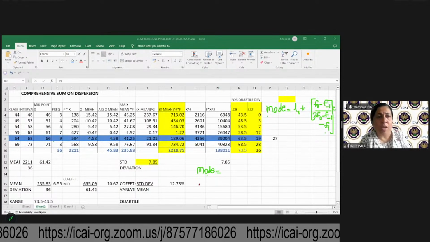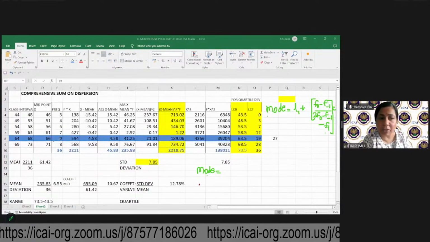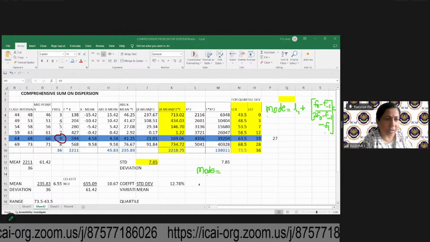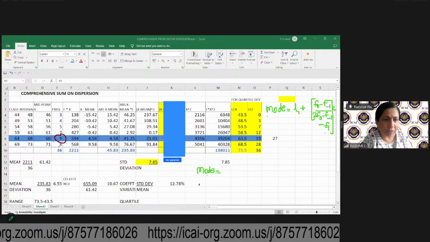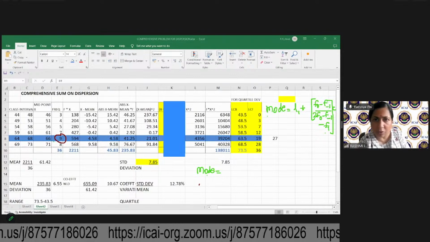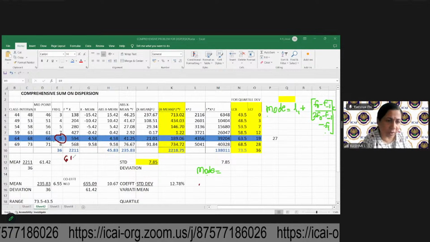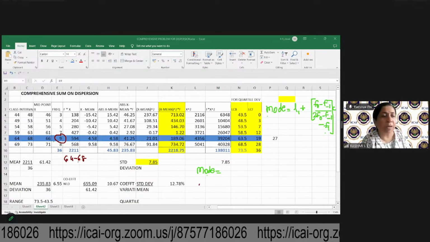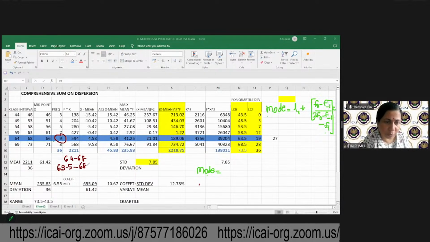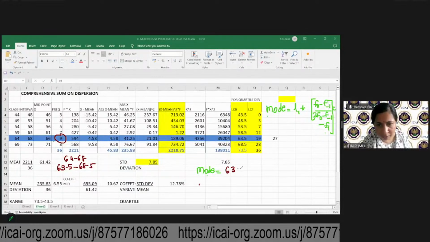See, 64 to 68 is the class interval which has the maximum frequency. This maximum frequency is here, 9. 3, 4, 5, 7, 9, 8, the maximum frequency is this. Could you not annotate here? So which is the class interval? 64 to 68 is the class interval. But here I must use LCB. So this is equal to 63.5 to 68.5. Okay. So what will be L1? L1 will be 63.5.